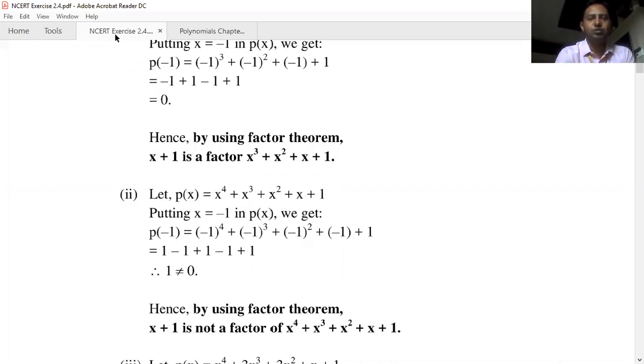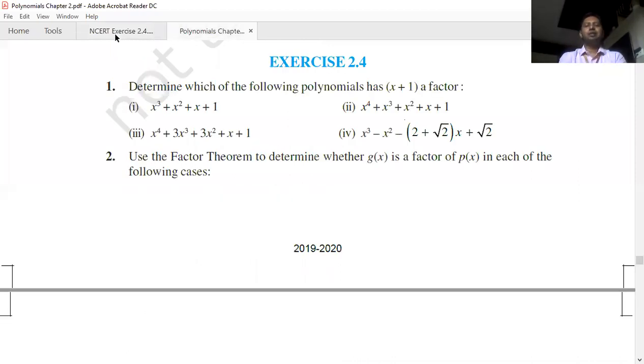Now we have the third question in front of us. The third question says x raised to power 4 plus 3x cube plus 3x square plus x plus 1. Substitute the value and let me know whether this is a factor or not. Okay, I got the answer from Aditya. Third, it is not a factor.